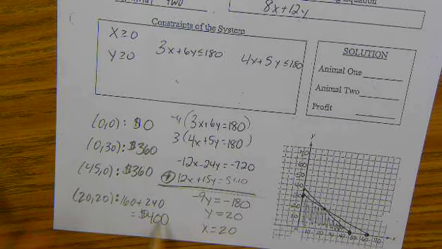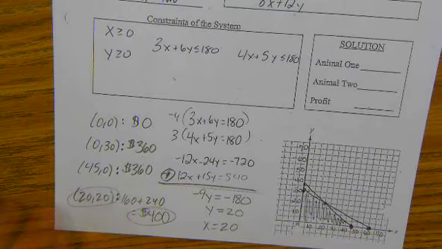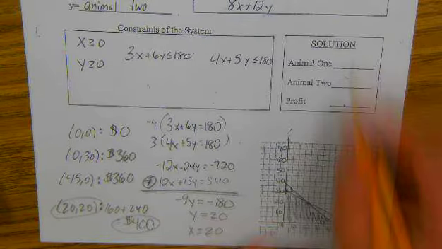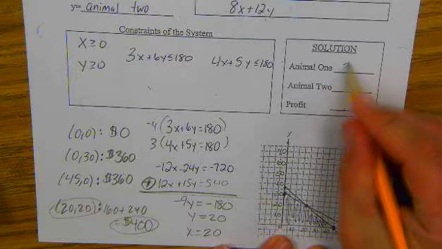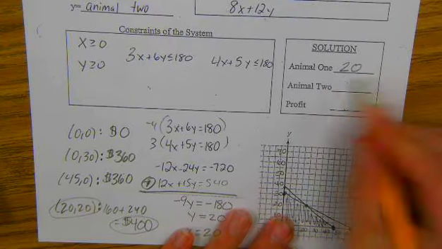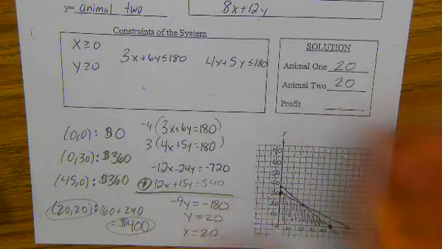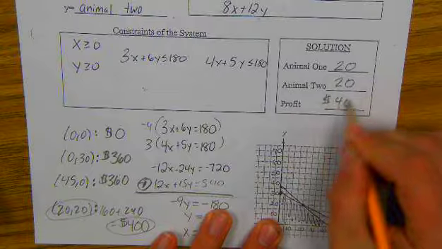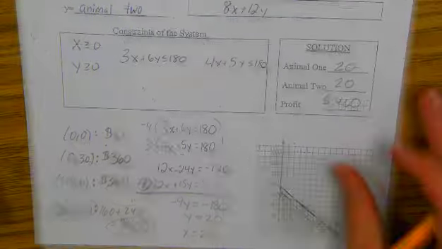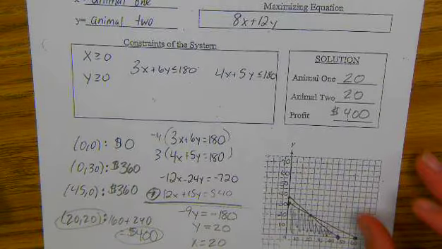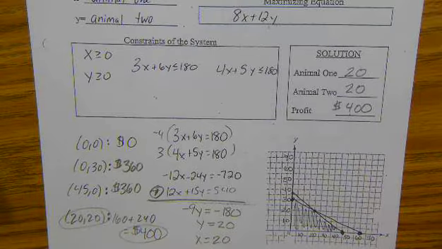So we have just found that what they should do to maximize profit is produce, and I'm going to write the answer right here, 20 of animal 1 and 20 of animal 2 for a profit of $400. And that is the linear programming process.